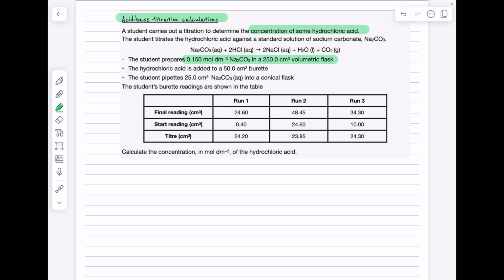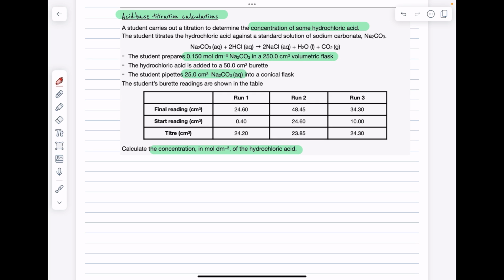The hydrochloric acid is added to a 50 cm³ burette. The student pipettes 25 cm³ of sodium carbonate into the conical flask. The student's burette readings are shown in the table. Calculate the concentration of hydrochloric acid.